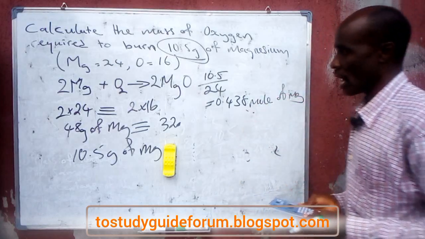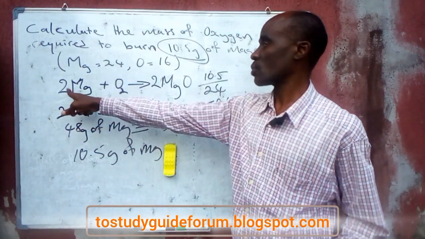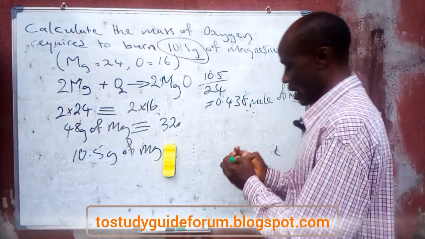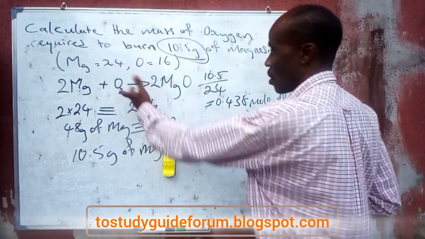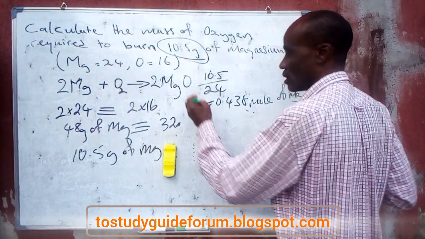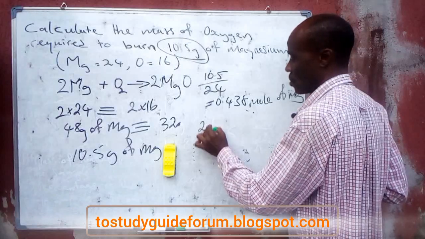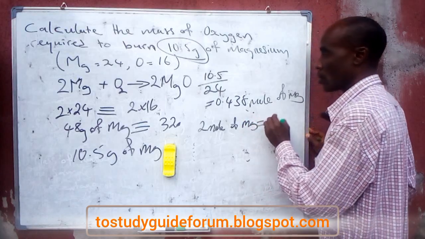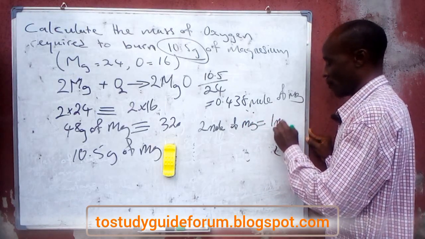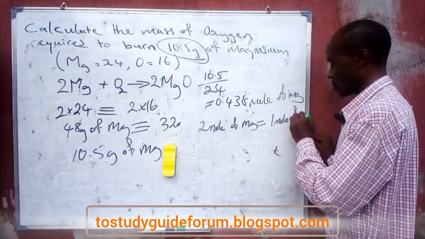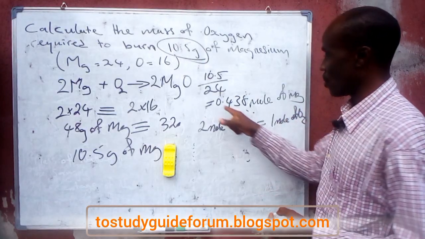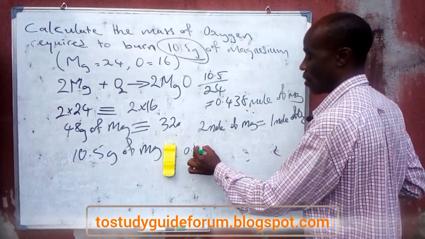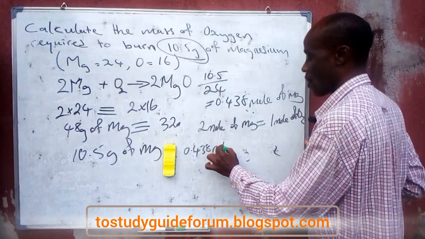That's what we have. Now, from the balanced chemical equation, we know that 2 moles of magnesium combine with 1 mole of oxygen. So what we do here is to get the number of moles of oxygen required. 2 moles of magnesium react with 1 mole of oxygen. The 10.5 grams has now been converted to 0.438 moles of magnesium.